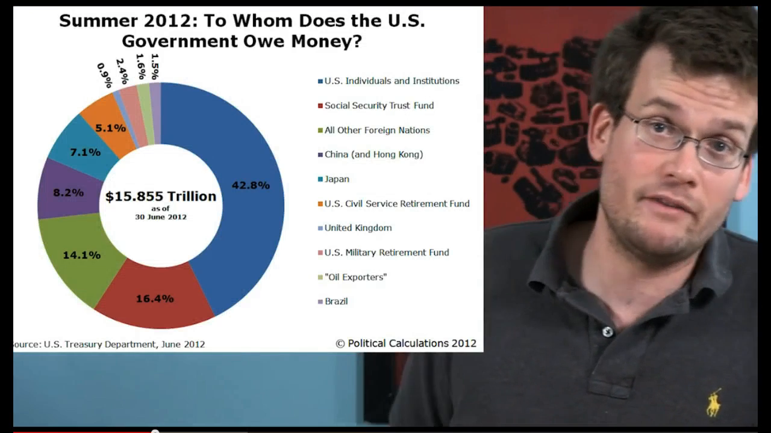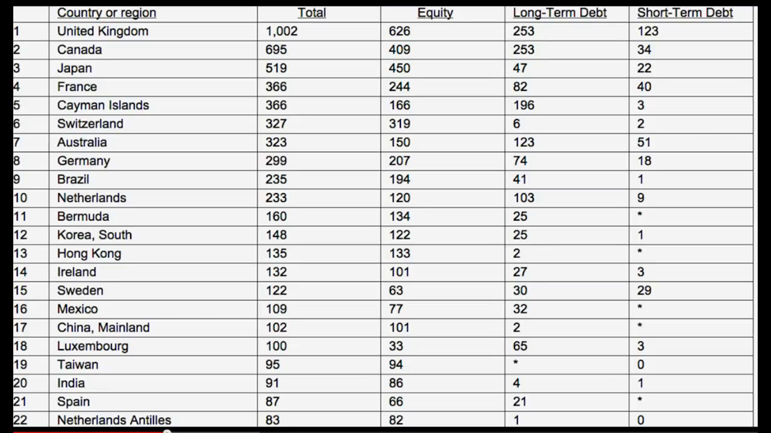China, you probably guessed. But in fact, no. The plurality of that debt is actually owned by us being American individuals and institutions. China owns about 8% of our debt, Japan 7%, and the UK 1%. But it's important to note that the U.S. also owns foreign debt, including about $235 billion of sovereign debt in China and Hong Kong.